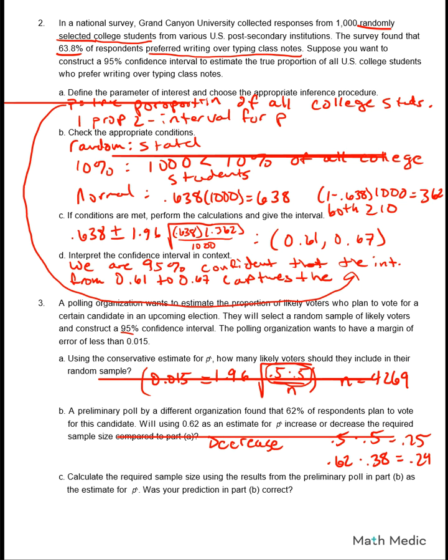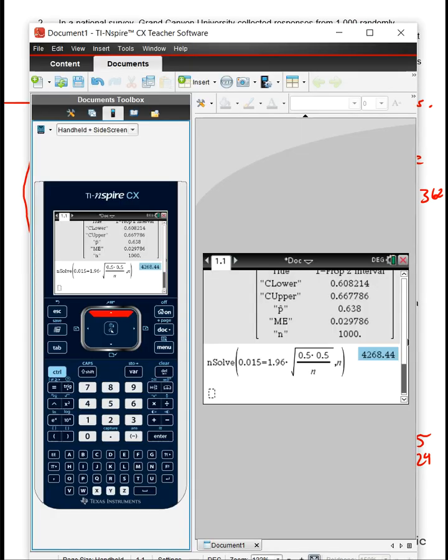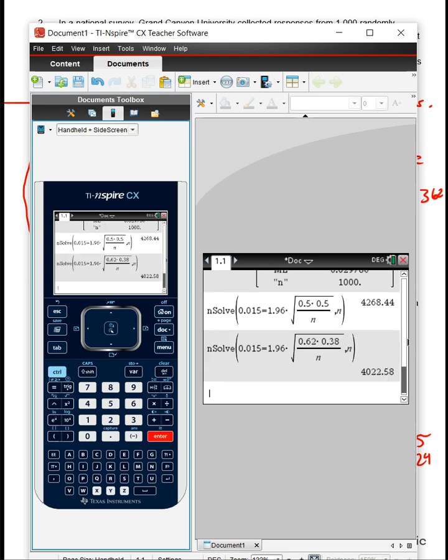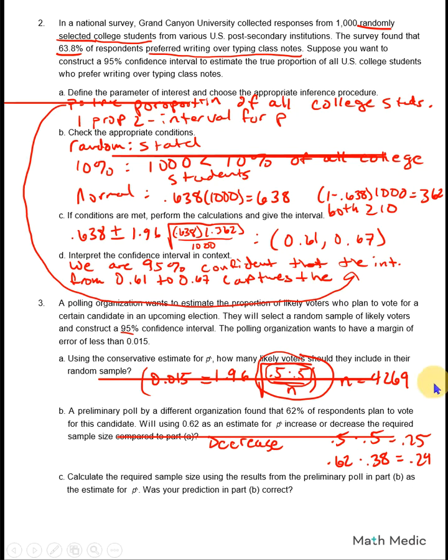So now they want us to calculate it for this one and see if we came out true. We're going to solve this again, numsolve-wise, but with 0.62 instead. We can just go up twice, copy and paste it, then change this to 0.62 and this to 0.38, which is 1 minus 0.62, and we get 4023. So yes, the prediction was correct.